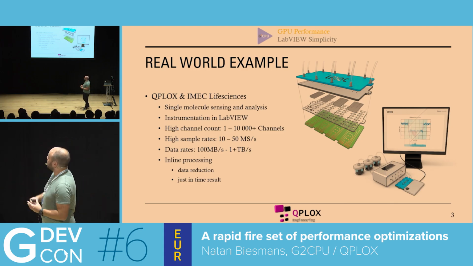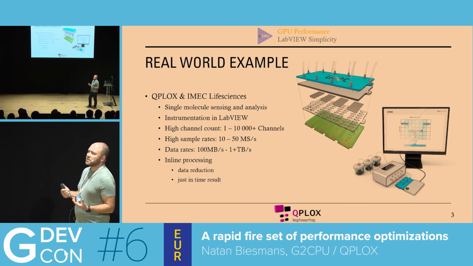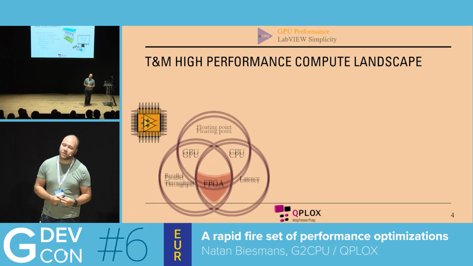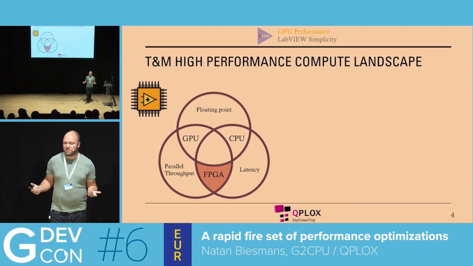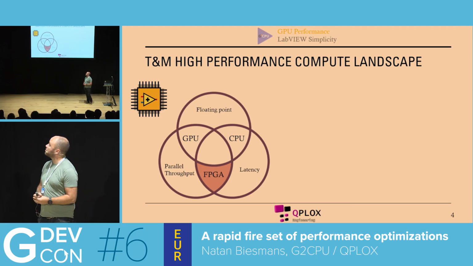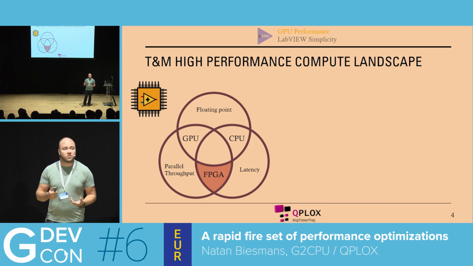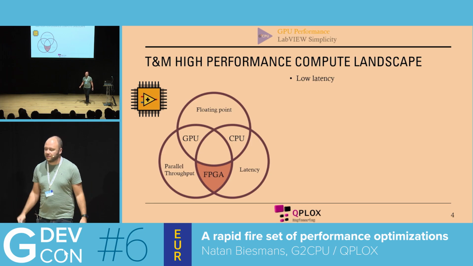Now, clearly, this is a high-performance compute setup. So what does the high-performance compute landscape look like within test and measurement, within LabVIEW? The landscape is, in general, three main components: the GPU, the CPU, and the FPGA. The FPGA is being served by the NI LabVIEW FPGA toolkit. I think by now everyone has heard about it.